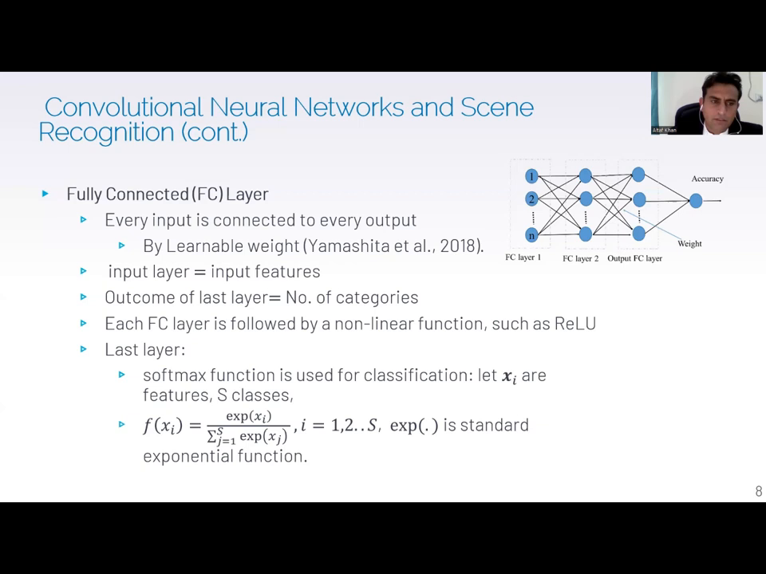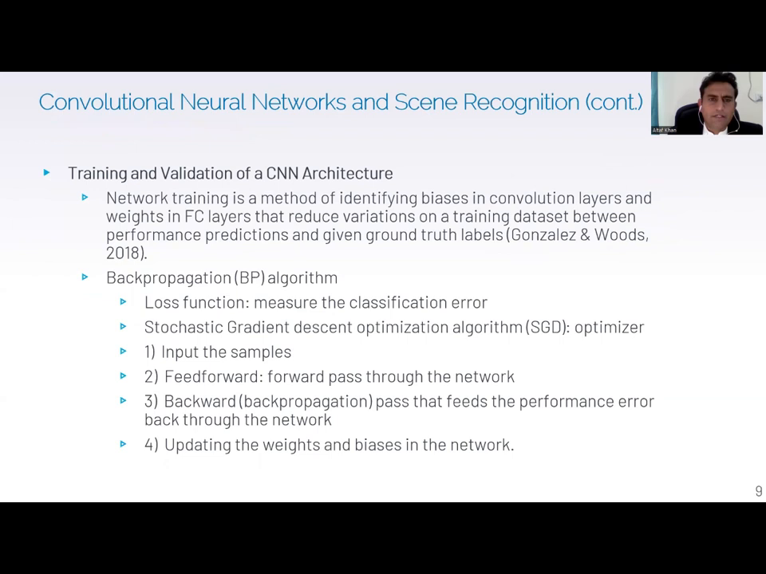The output layer, which is the last layer, is in most scenarios equal to the number of categories. Finally, at the end of the layer, we apply the softmax function used for classification, to decide that this feature belongs to which class. So this is important for us, to decide that this input data belongs to which class. It is based on the probability function, how near it is to this class, how much near. Next is training and validation of CNN architecture.